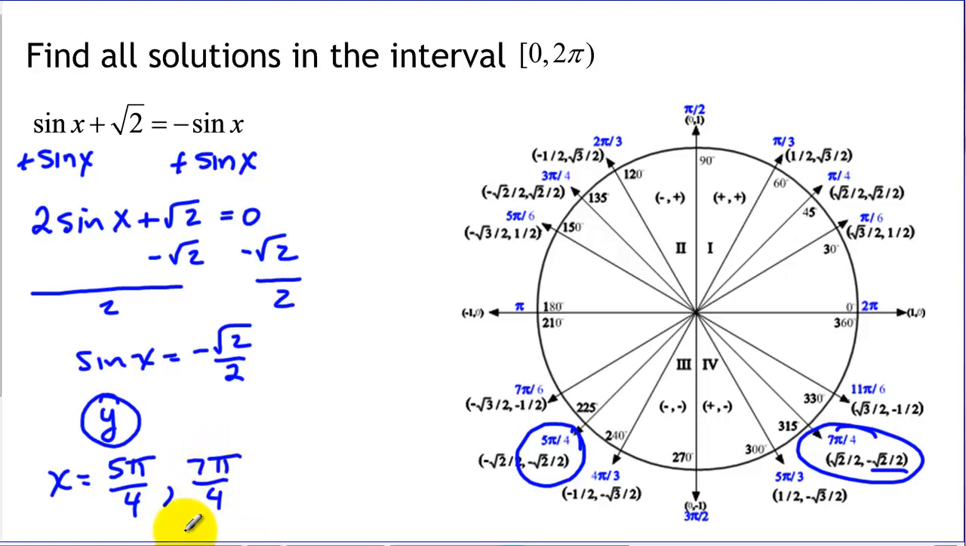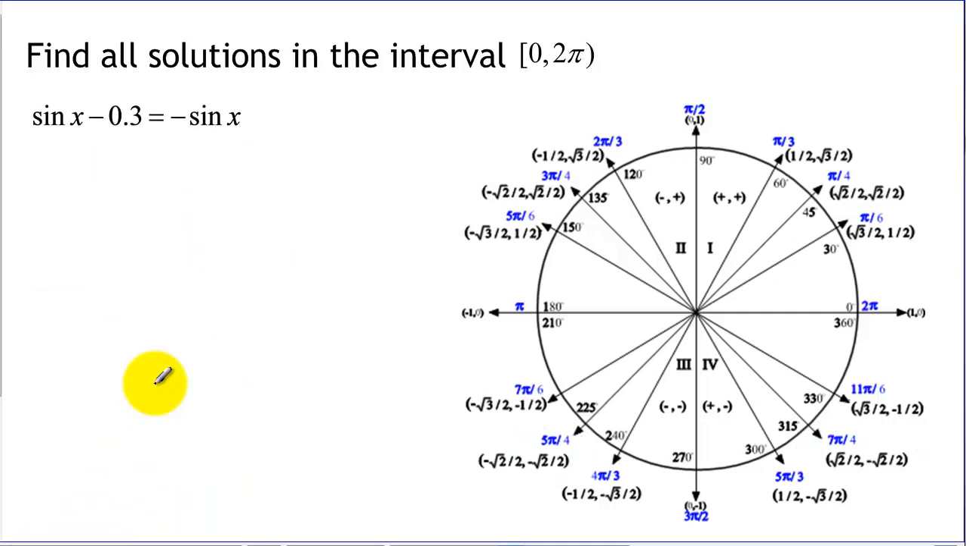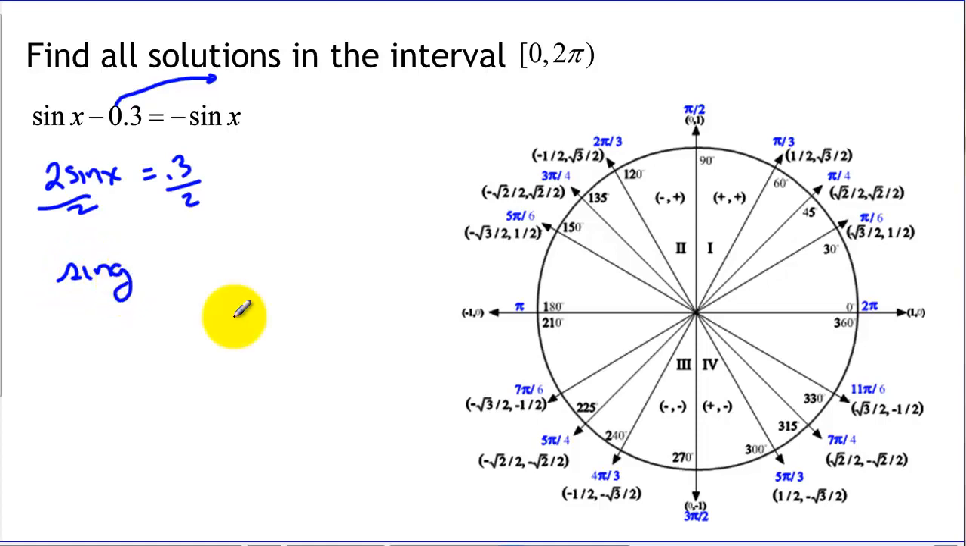Now let's repeat this same problem where we do not have one of the special angles. So we're going to do the same steps to solve. We're going to add the sine over here. And we'll move this to the other side. So we get 0.3. We'll divide by 2. And we get sine of x equals, and if we divide this out, we get 0.15.